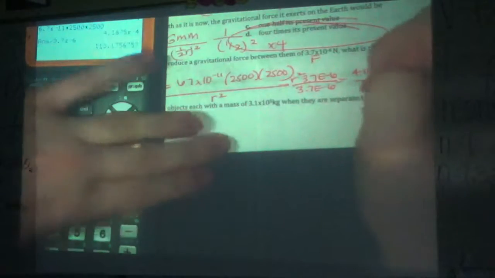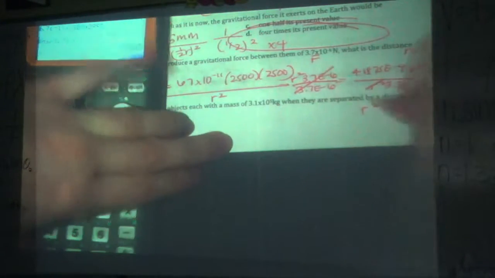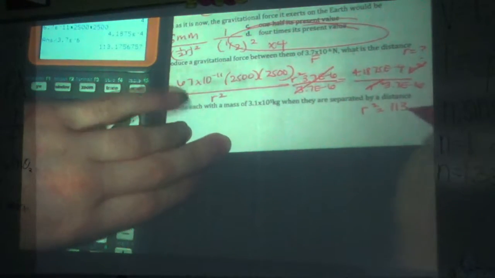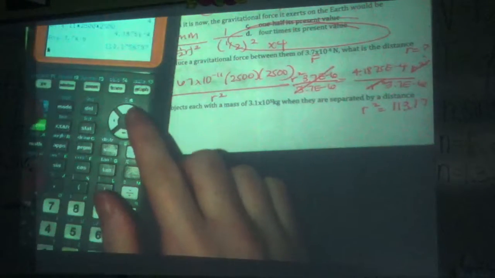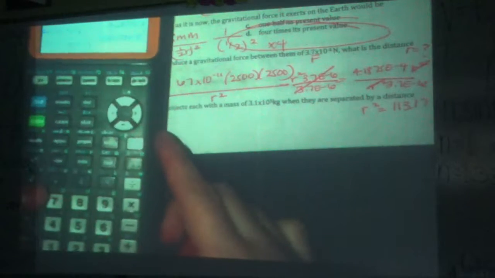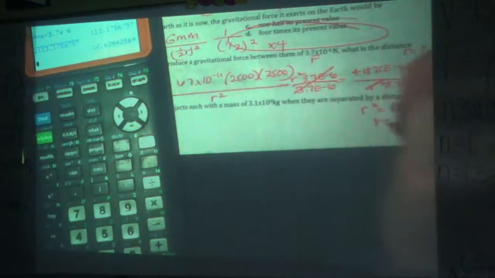So I have r squared, because we crossed that off now, r squared is equal to 113.17. And now I'm not done, because that's what r squared is. I want r, so I take the square root of that. That's going to give me R is 10.64 meters.